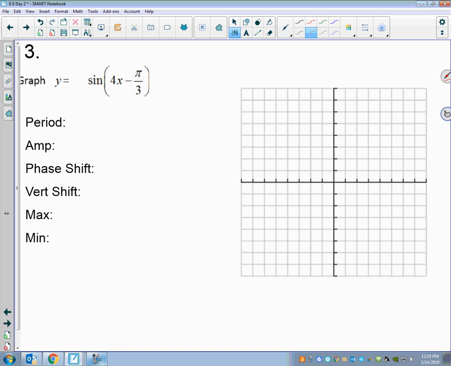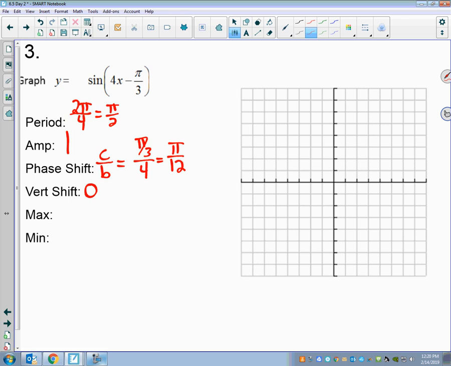On this one, the period is 2 pi over b, and b on this one is 4, right? So this is pi halves. The amplitude is the number in front here. There's nothing in front, so the amplitude's 1. The phase shift is c over b. C is pi thirds over 4, which is really pi twelfths. Do you agree with that? Yes? And the vertical shift, this one has nothing outside, so we're going to say 0 or none.